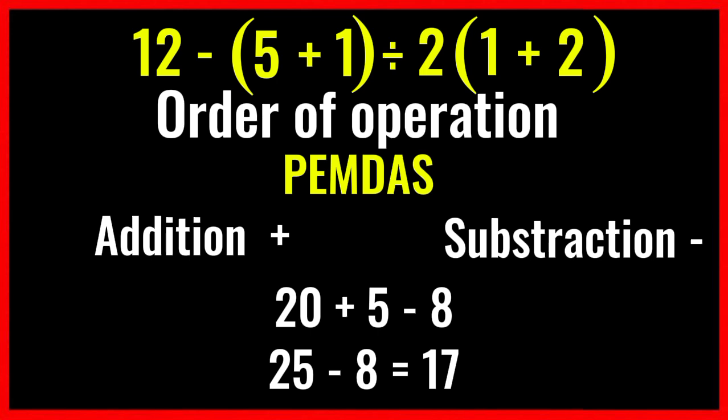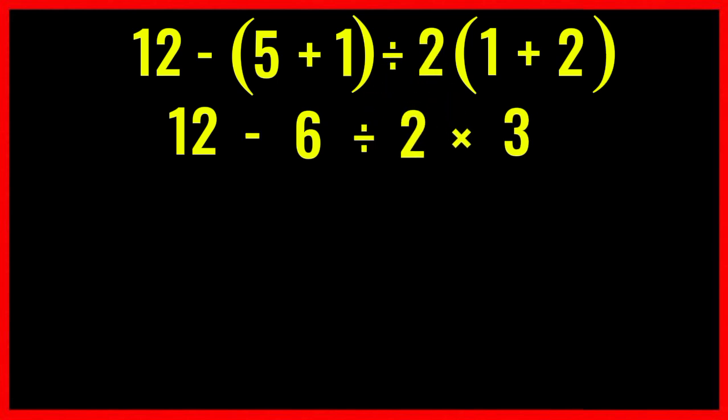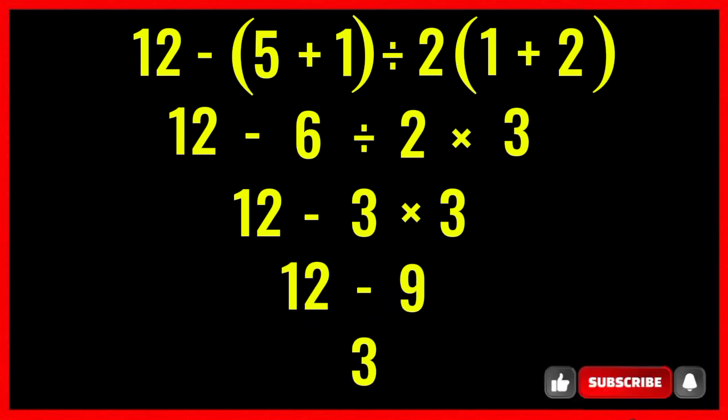Now that you understand PEMDAS, let's return to our original question. 12 minus (5 plus 1) divided by 2(1 plus 2). First, solve the brackets. 5 plus 1 equals 6. 1 plus 2 equals 3. Now the expression becomes 12 minus 6 divided by 2 times 3. Remember, division and multiplication have the same priority. So work from left to right. 6 divided by 2 equals 3. Now we have 12 minus 3 times 3. Next, 3 times 3 equals 9. Now we have 12 minus 9. Finally, 12 minus 9 equals 3. So the correct answer is 3.